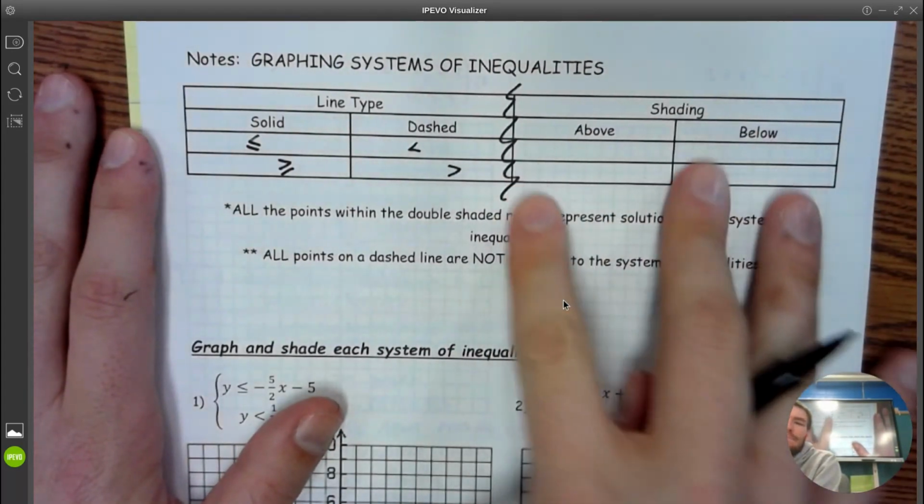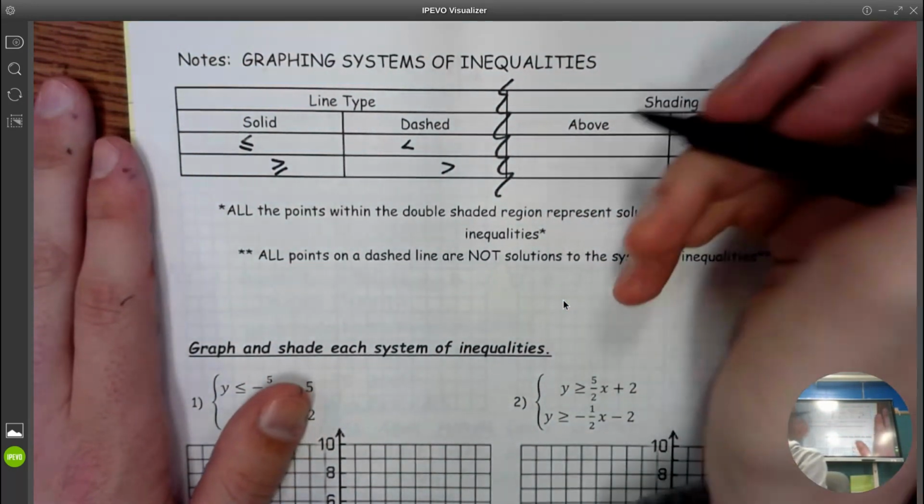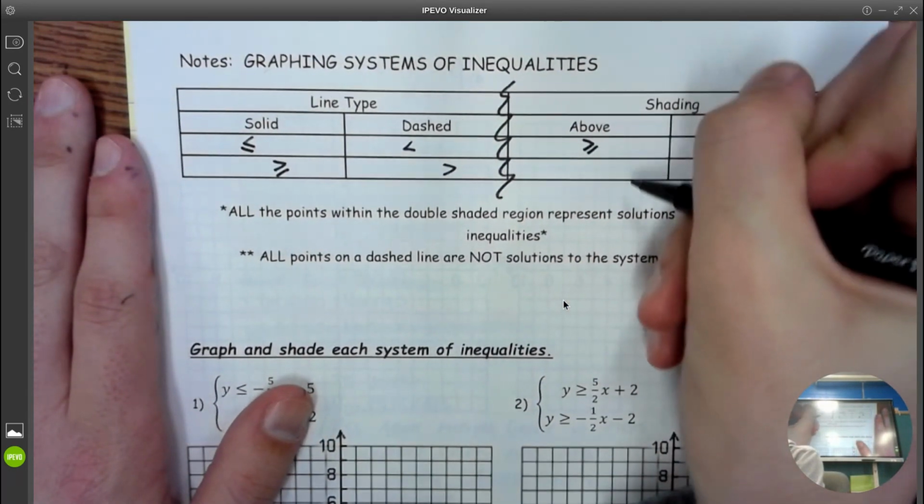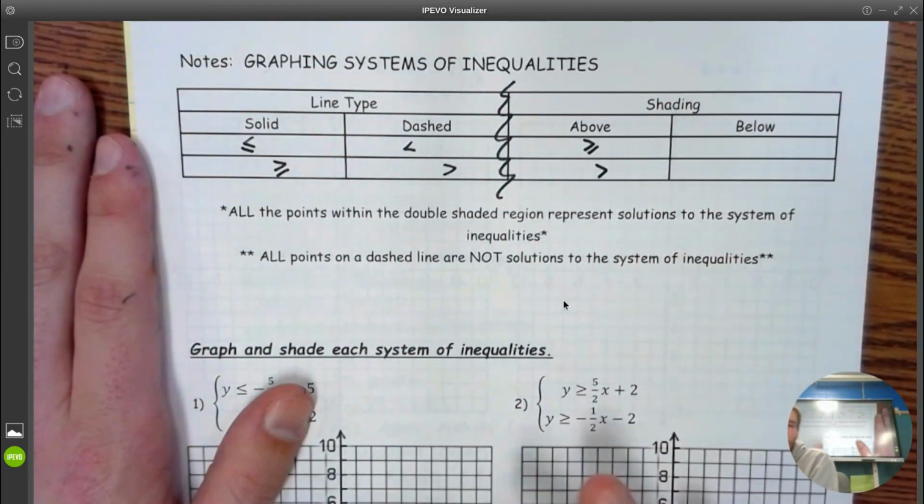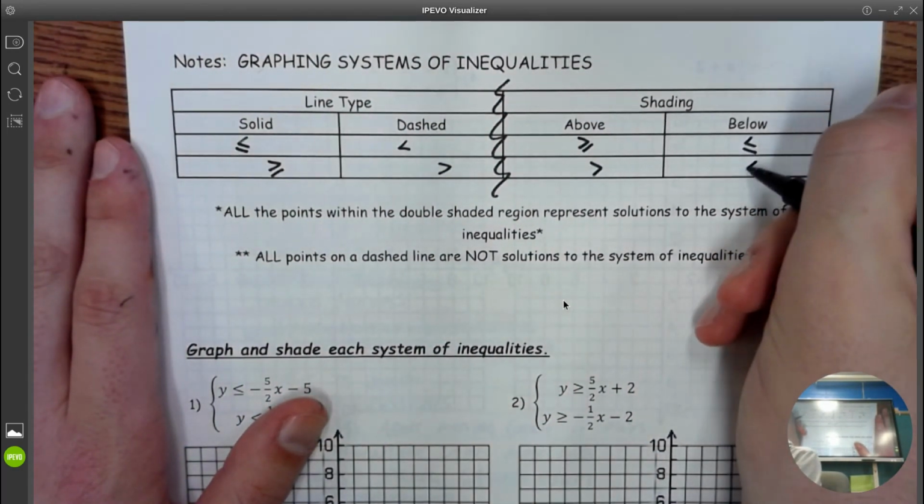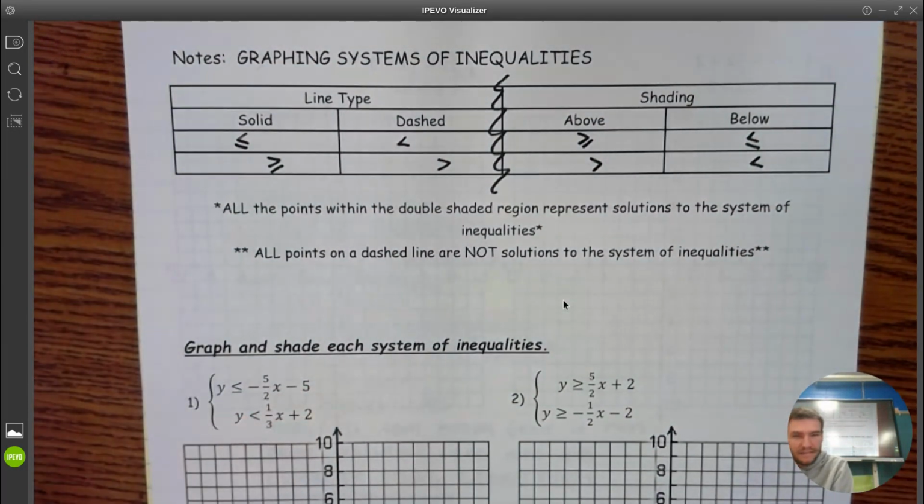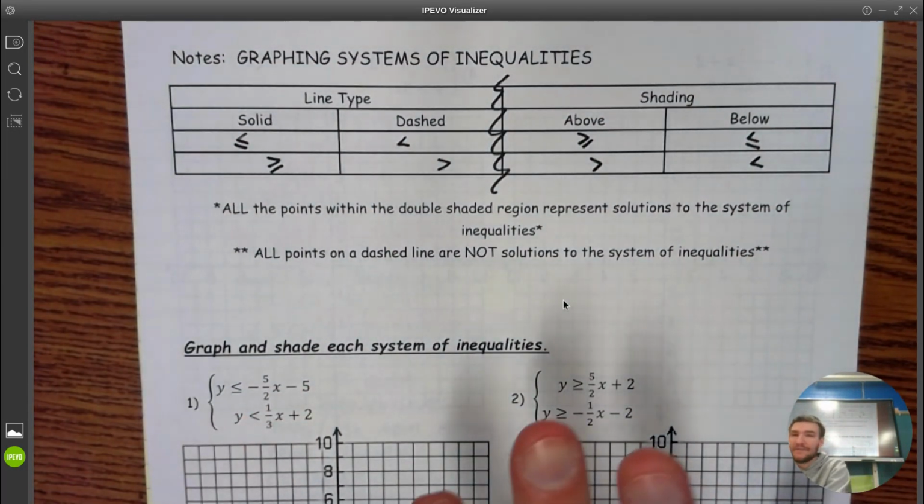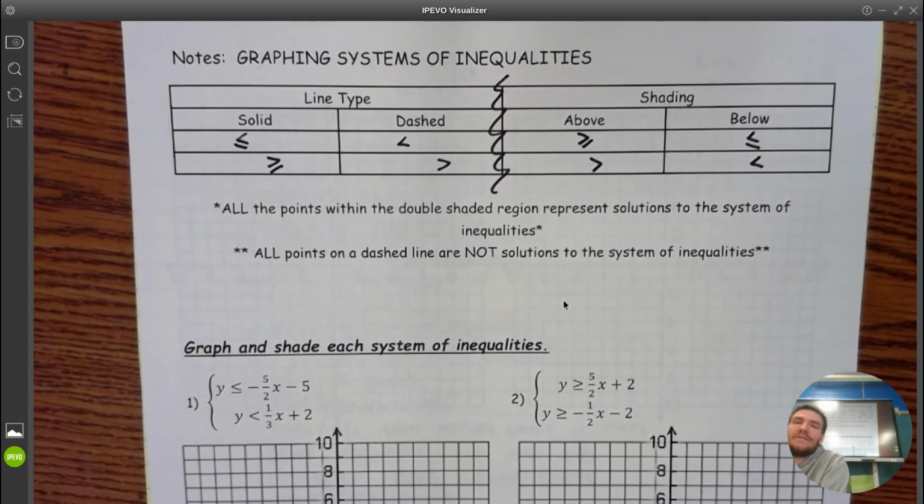Then we have the above and below section. Above is our greater than signs, so I'm going to put both of our greater than signs. Below is both of our less than signs. We've done this before. We're going to have to use this information. And so we're here. It's okay.